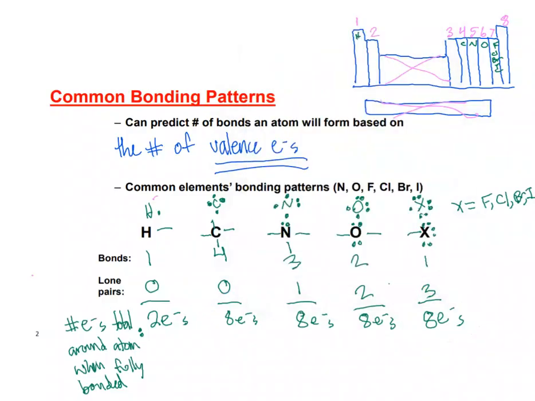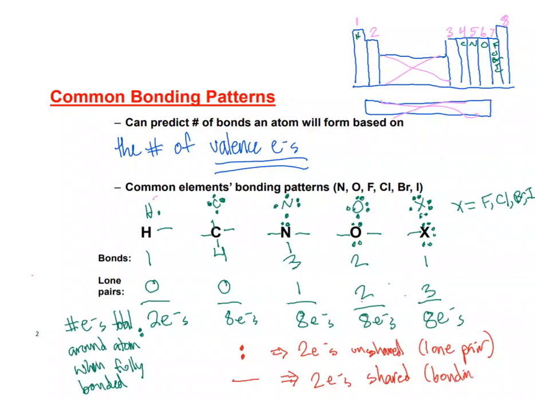I'm also going to explicitly write this out: when we have 2 electrons right next to each other like that, that represents 2 electrons that are unshared. So that equals 2 electrons unshared. We also call that, again, a lone pair. And if we have a line, I'm actually going to make this a little arrow so that it's clearer, that represents 2 electrons that are being shared. So that is known as a bonding pair.